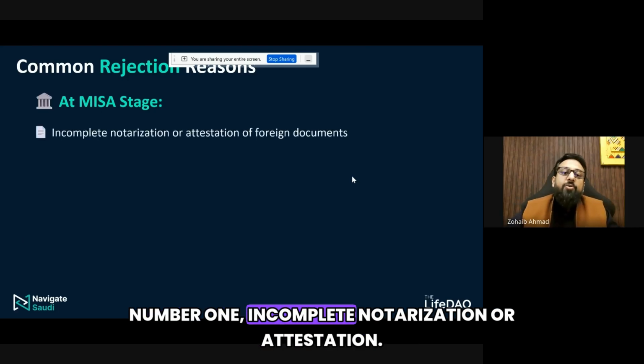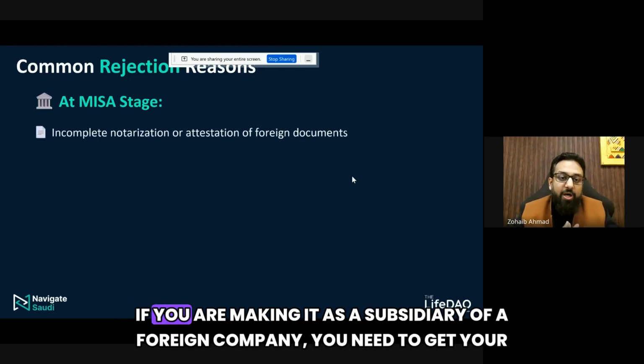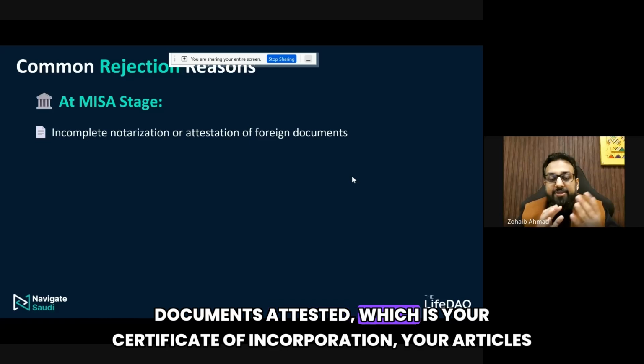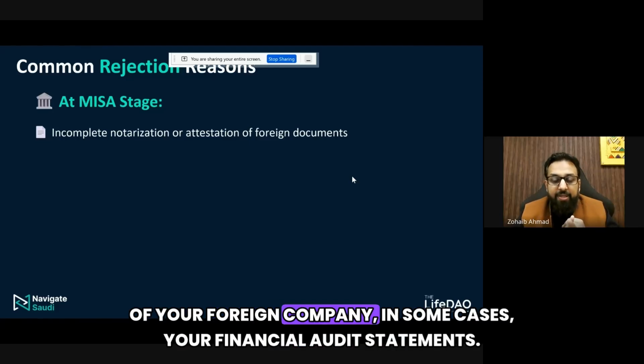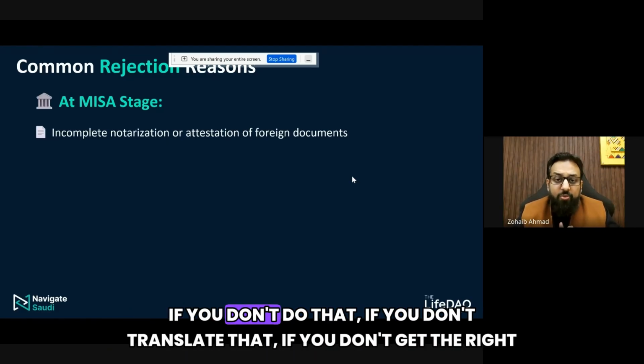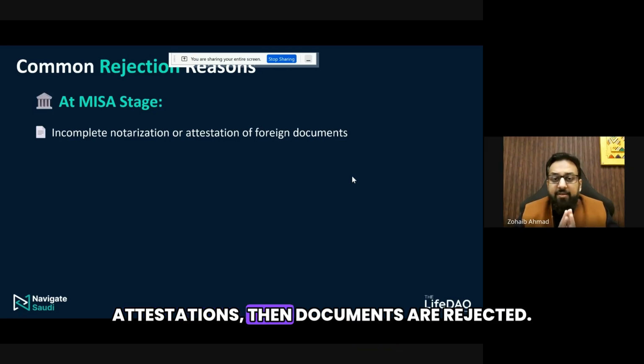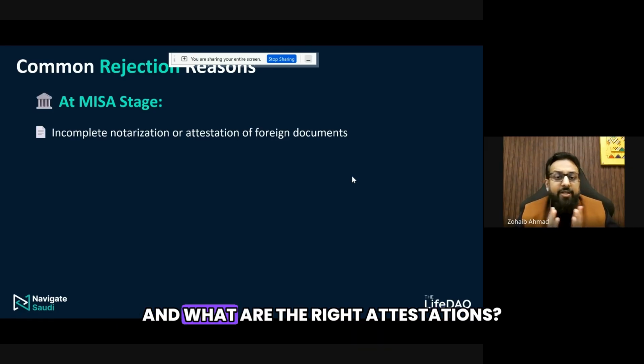Number one, incomplete notarization or attestation. If you are making it as a subsidiary of a foreign company, you need to get your documents attested, which is your certificate of incorporation, your articles of your foreign company, in some cases, your financial audit statements, right? If you don't do that, if you don't translate that, if you don't get the right attestations, then documents are rejected.